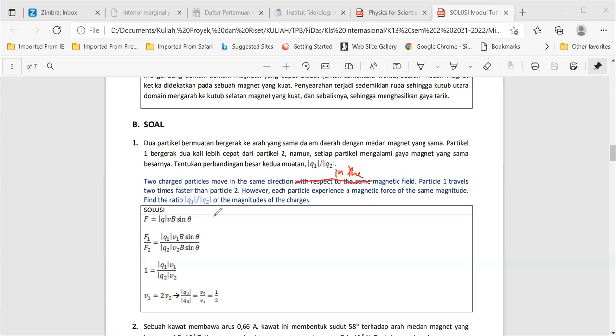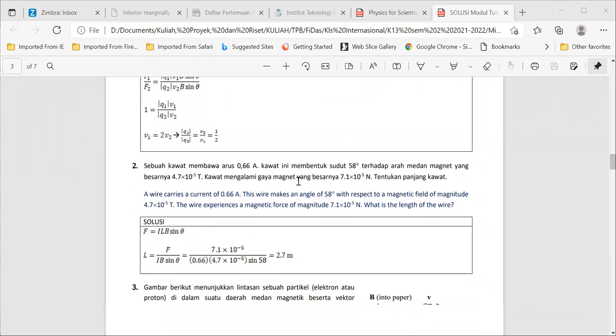Is there any question? So each particle has the same magnitude of the magnetic force. Okay. Any question? No. Okay. Number one. Number two.